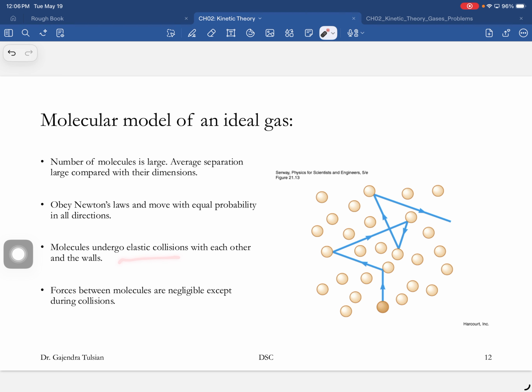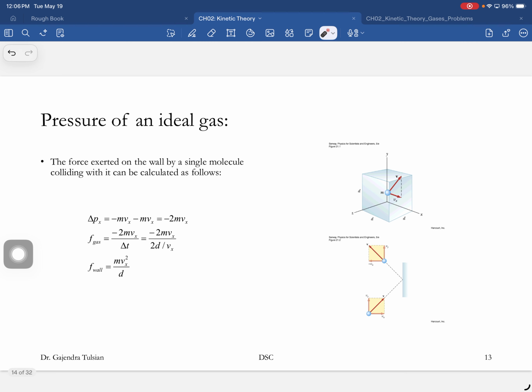So the collisions are elastic. Forces between molecules are negligible except during collision. So there's no force between them except when they collide, then there's a force between them. Okay. So that's the assumption.